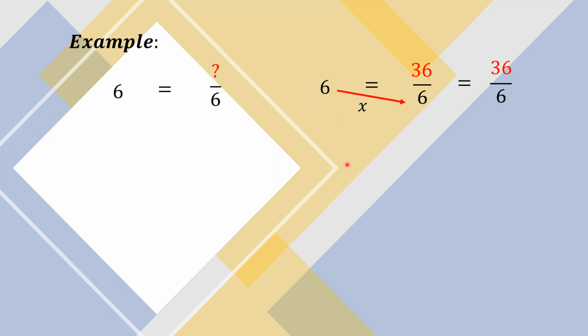Get it? Okay, next example. 5 and 5. What do you think is the answer here? Yes, it's 25. Very good. Next example. 7 and 9. What do you think is the answer? Yes, it's 63. So this is the lesson for today. It's about equivalent fractions or how they are related to whole numbers.